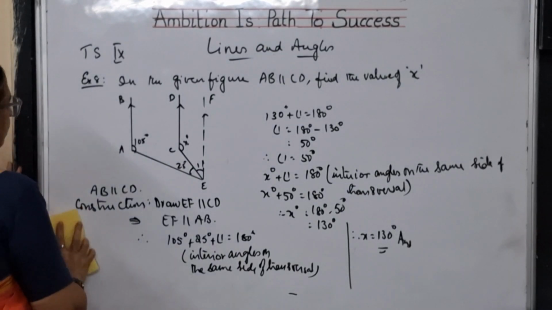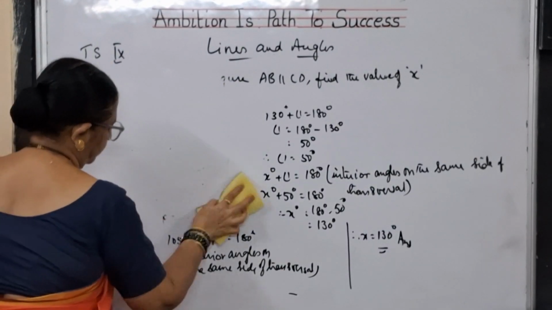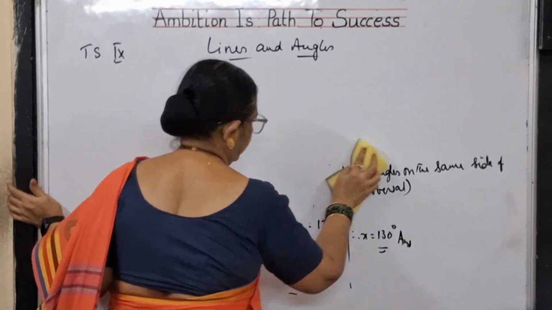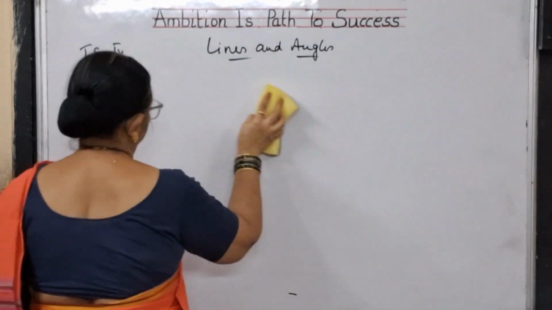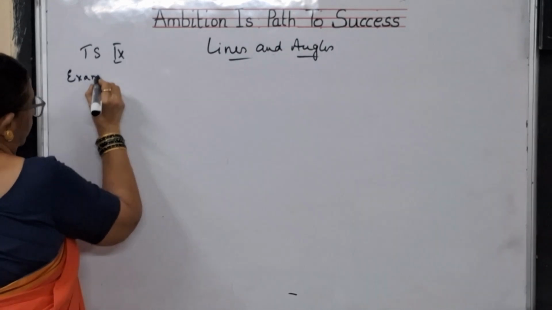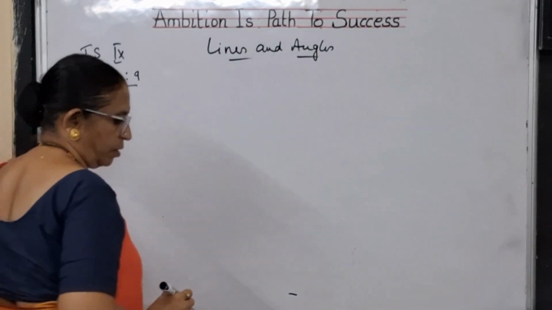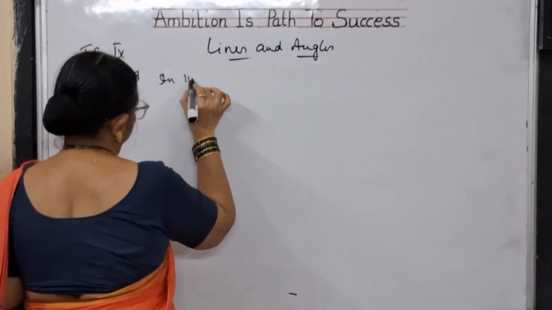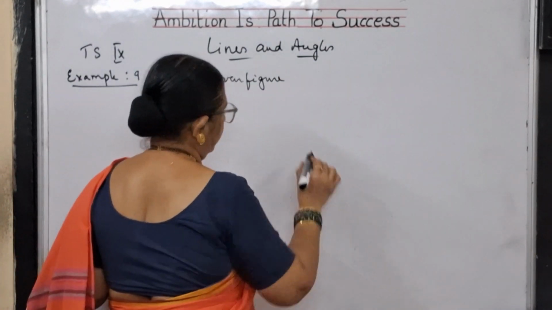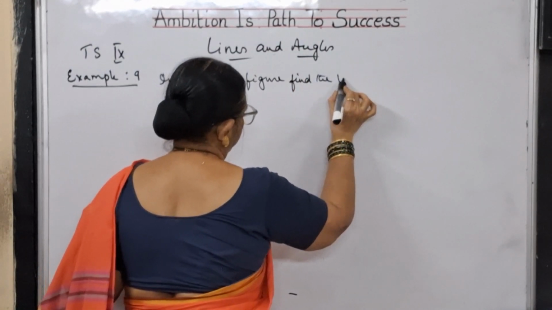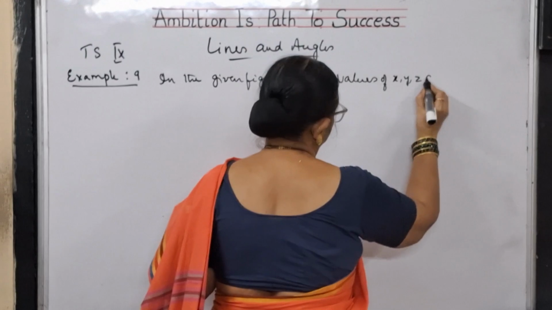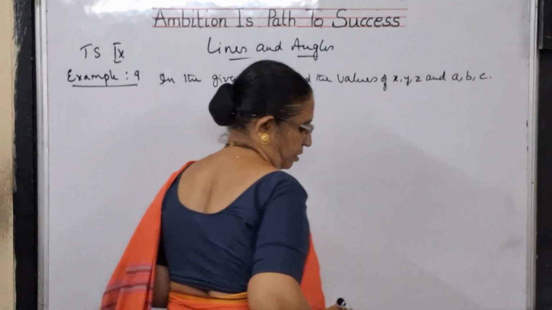This is example 8. Now, let us see the next one. Example 9. In the given figure, find the values of x, y, z, and a, b, c. This is the question.